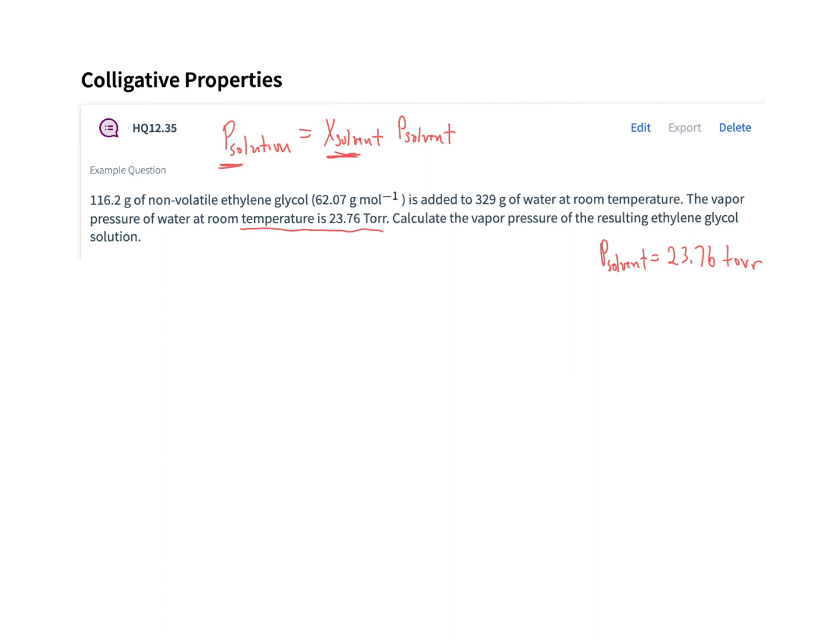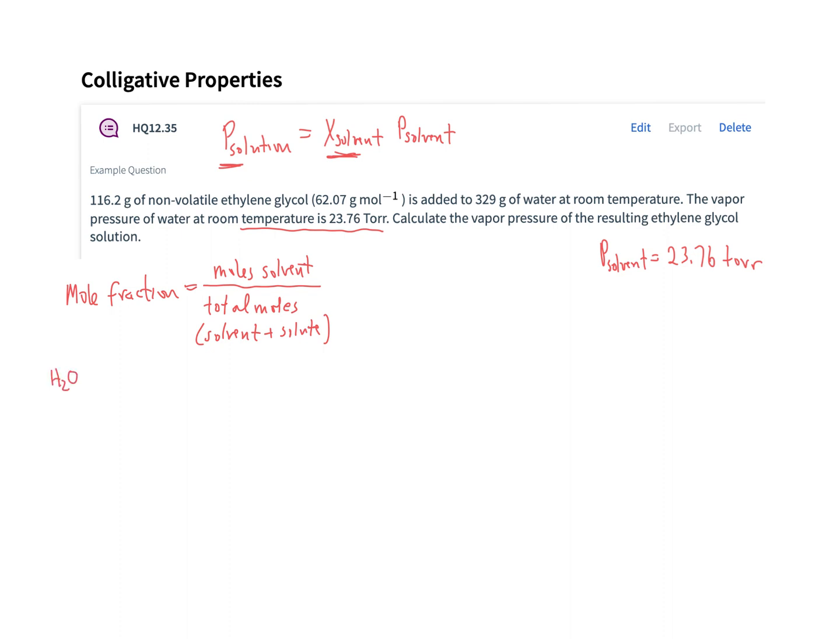To find our mole fraction, right, how do we find a fraction of anything? Basically, how many do we have? So moles of solvent, because it's looking for our mole fraction of our solvent. So moles of our solvent out of total moles. So that would be solvent plus the solute. So first things first, we need to find our moles of solvent and our moles of solute. So let's start with water.